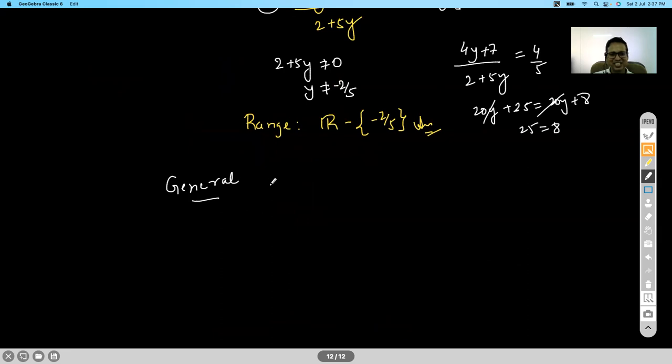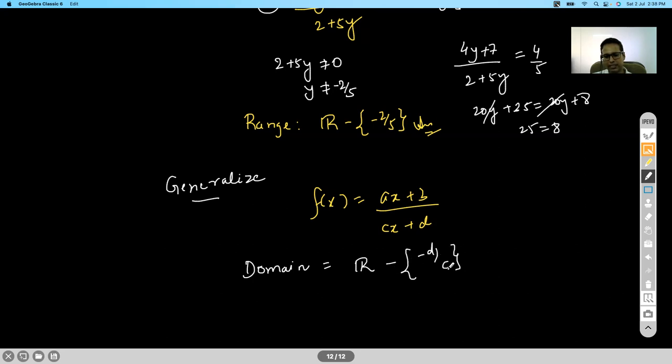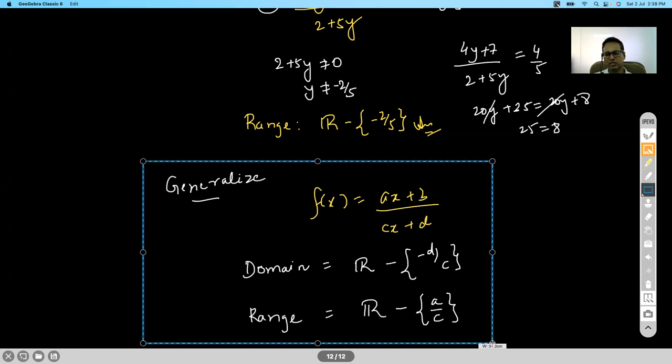Okay. So in general, or let's generalize it. If you have a function of this type, (ax plus b) by (cx plus d), then your domain always becomes all real numbers except minus d by c. And range will become all real numbers except a by c. So in case you want to remember it as a formula, you may use it. But don't overload your memory. If you are a person who cannot memorize, then don't try doing memory to solve it. You will end up losing those sure shot 4 marks, which you could have got by solving it in a proper way. Okay. Is this fine? Any questions, any concerns?